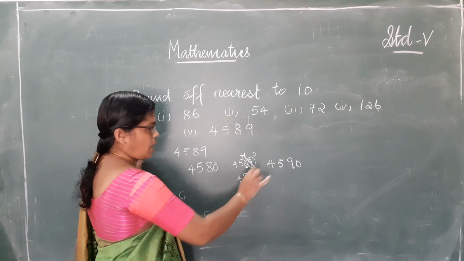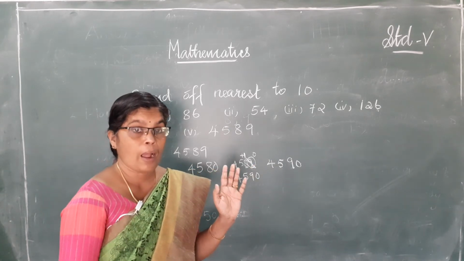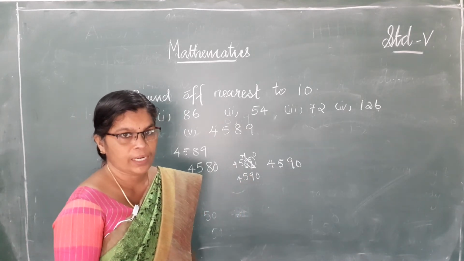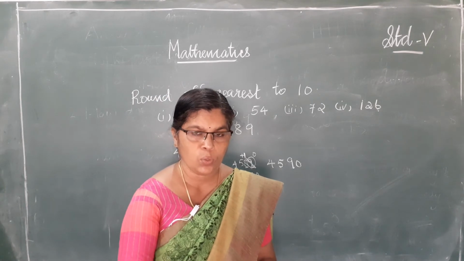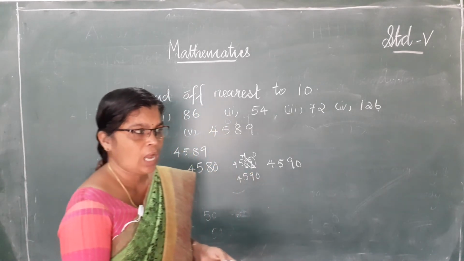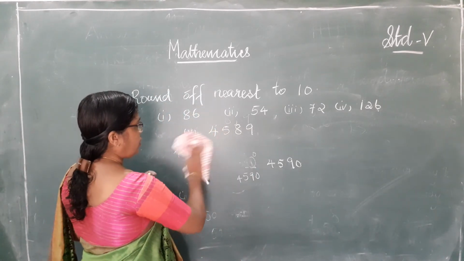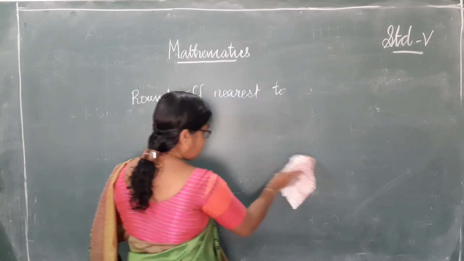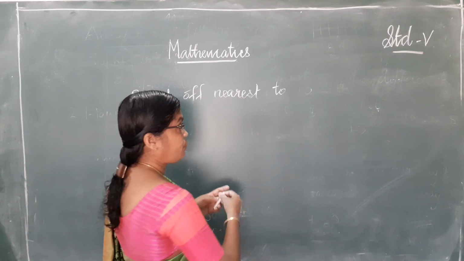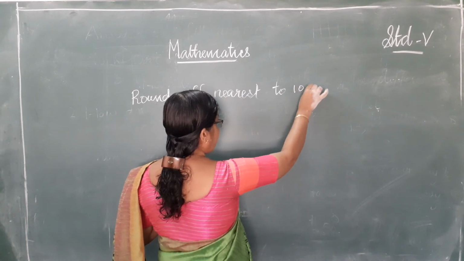So is it rounded up or down? It is rounded up to 4590. This is the way you have to round off nearest to 10. Now let's see how to round off nearest to 100.